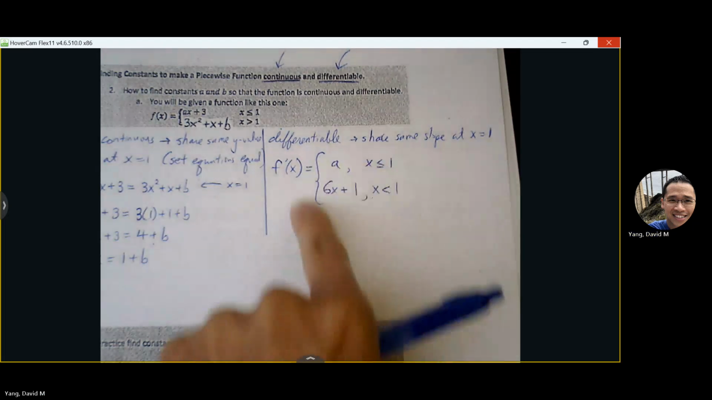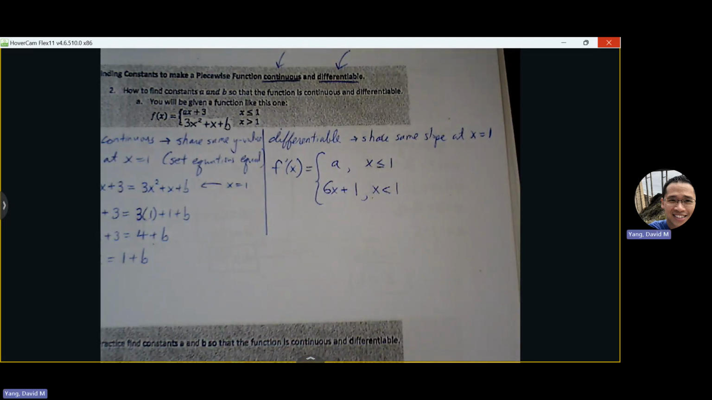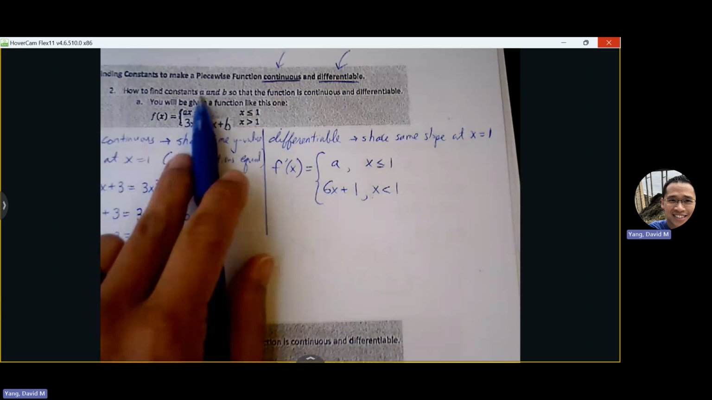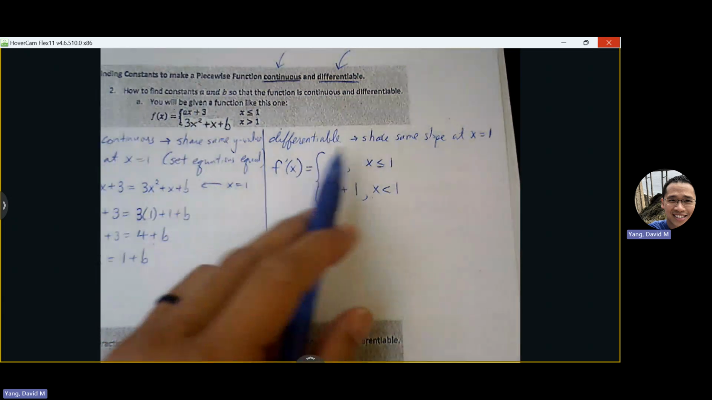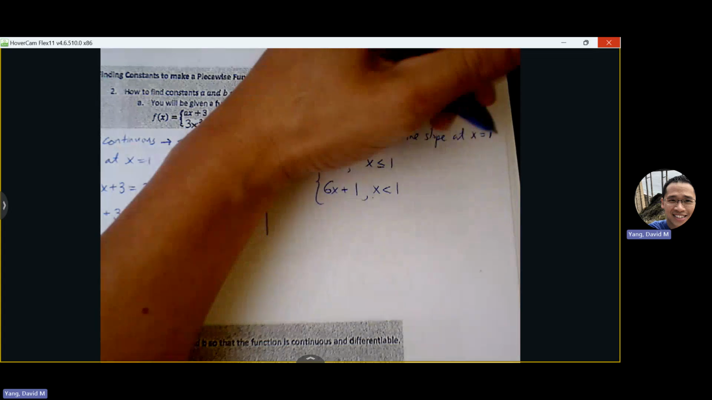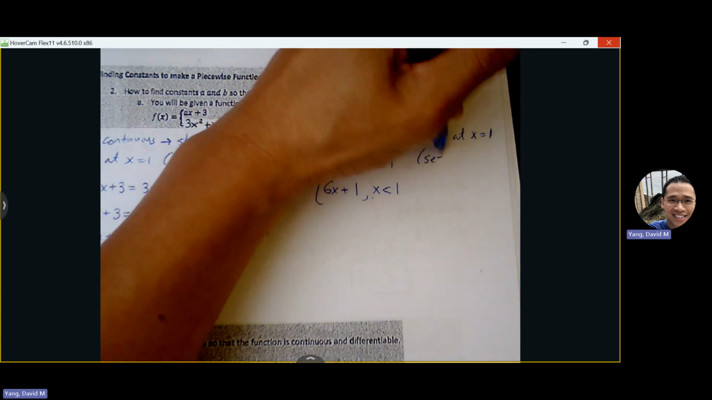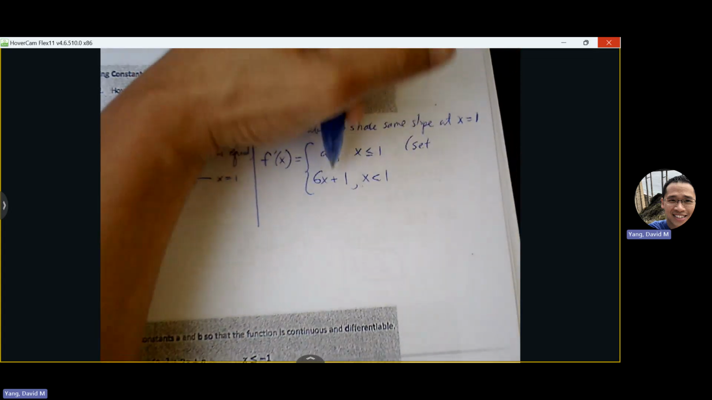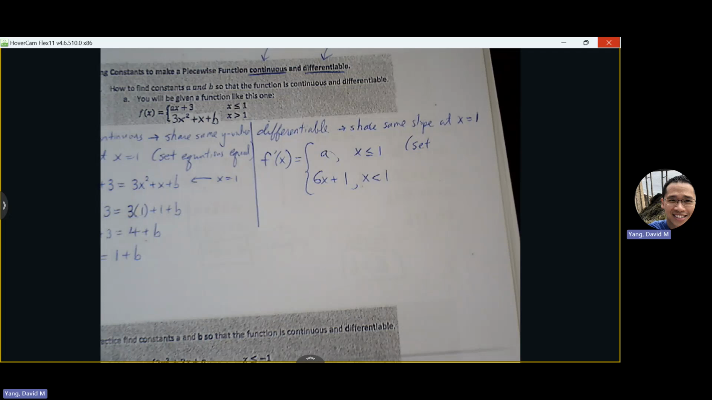Okay. We're going to get some more practice with derivatives involving constants, but a lot of times we think of a's and b's as variables because it looks like a variable, but they're telling us that a's and b's are constants. So we can set the derivatives equal to each other because we want these two slopes to agree at x equals 1.